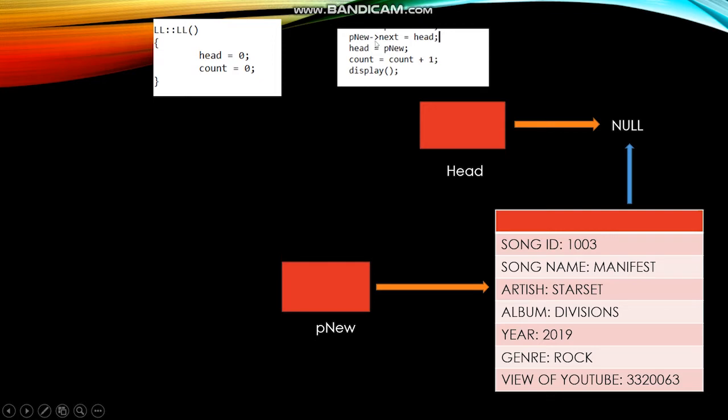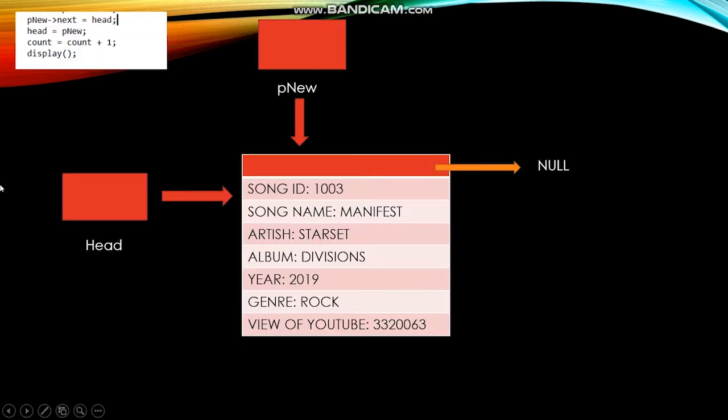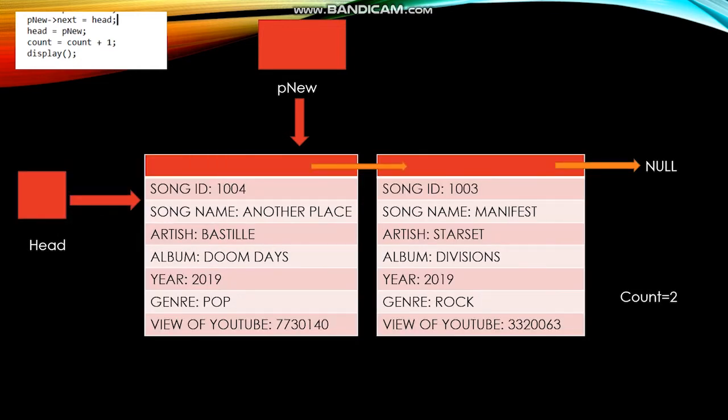So pnew points to the head, so pnew is pointing to null now. After that, the head equals pnew, so the head is pointing to pnew now. When we organize the diagram, it will be like this. That's adding. The process will keep repeating, adding in the front of the linked list.